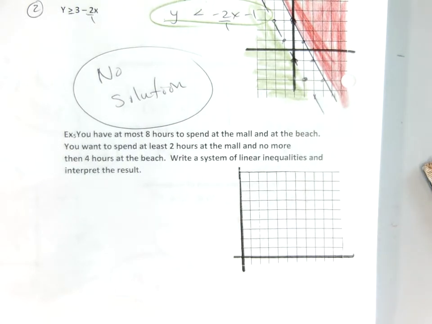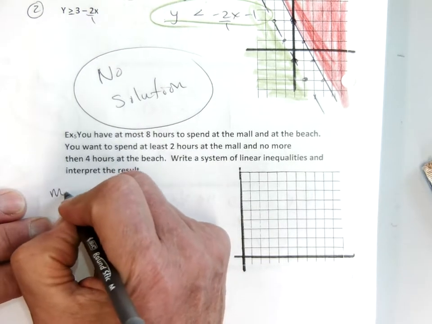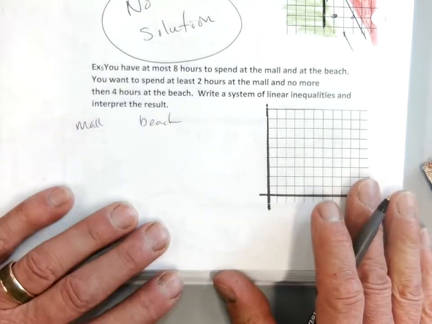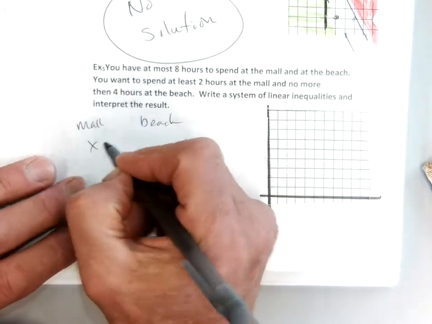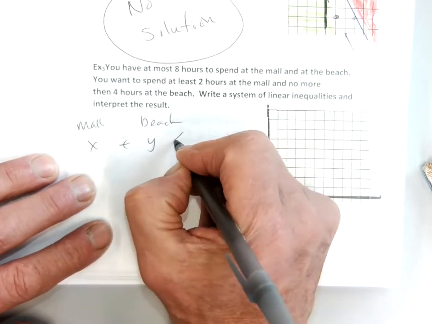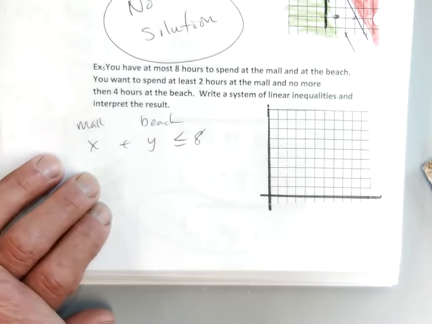Let's do the next one, okay? All right, you have at most 8 hours to spend at the mall and at the beach. Honestly, nobody would ever do this on a math problem, but let's do it anyway. So I got my mall, I got my beach. 8 hours at most, so so much time at the mall plus so much time at the beach. At most, 8 hours.